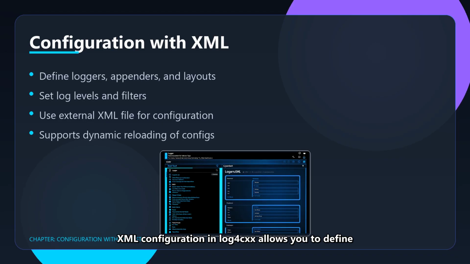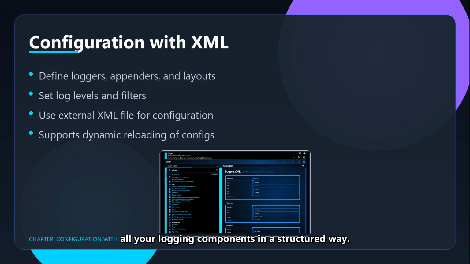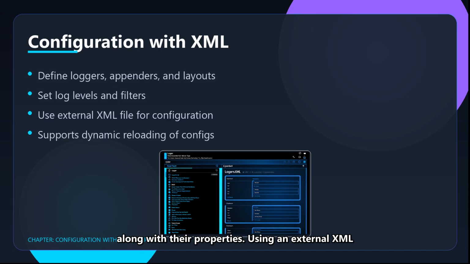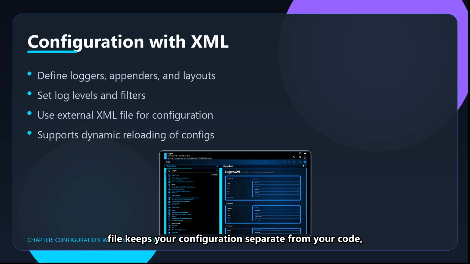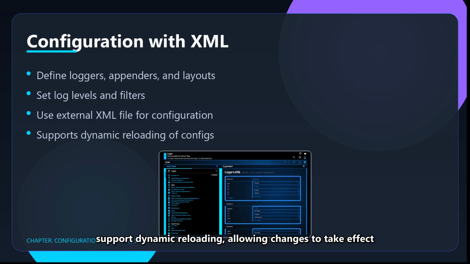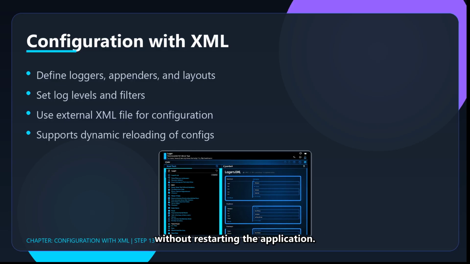XML configuration in log4cxx allows you to define all your logging components in a structured way. You can specify loggers, appenders, layouts, and filters along with their properties. Using an external XML file keeps your configuration separate from your code, making it easier to manage. Some setups even support dynamic reloading, allowing changes to take effect without restarting the application.